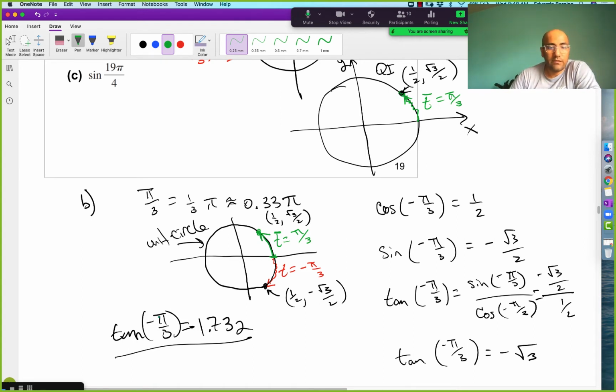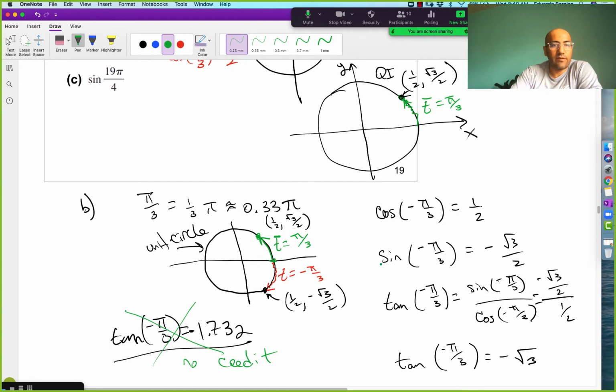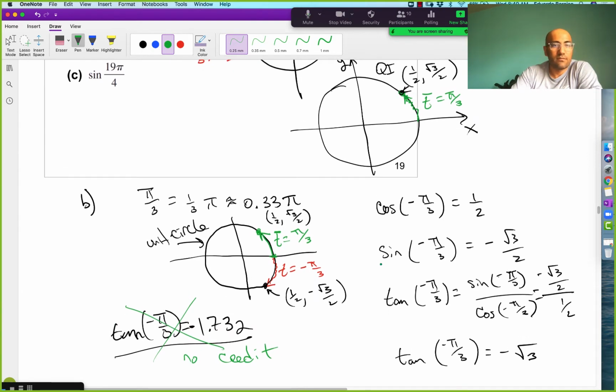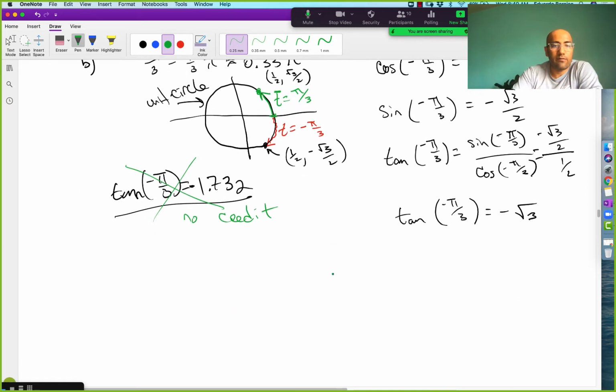So this will receive no credit. No credit. And the purpose of math is, very little of it has to do with finding answers. Right? It's about the process. Okay. 19 pi over 4. Now I've got to deal with 19 pi over 4 for part C.